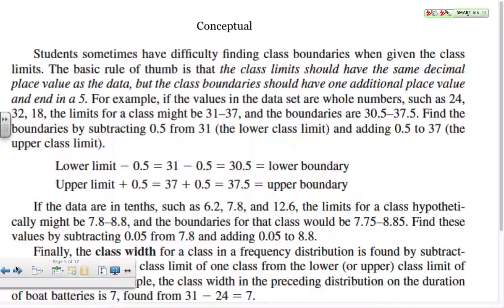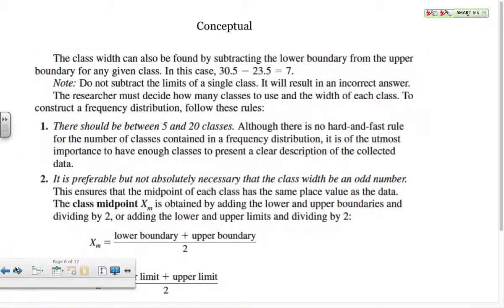All right, this is about finding boundaries. We talked about that already a little bit. So, rules for determining classes. Remember, finding classes is the hardest part. The very first rule is there should be between 5 and 20 classes. Usually it's given to you, saying how many classes you should have, but if you have to figure it out on your own, somewhere between 5 and 20. If you're not given how many, find one. Try to make the class width an odd number. It'll make it easier.